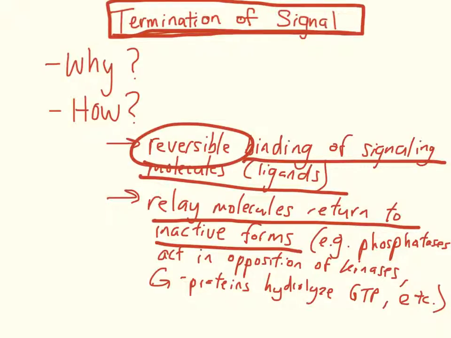Or if it was inactive when it was phosphorylated, well, a kinase might come by and phosphorylate that molecule, and it will become inactive. Now, G proteins also have an inherent GTPase activity, and they will hydrolyze GTP to GDP, and they will essentially inactivate themselves.